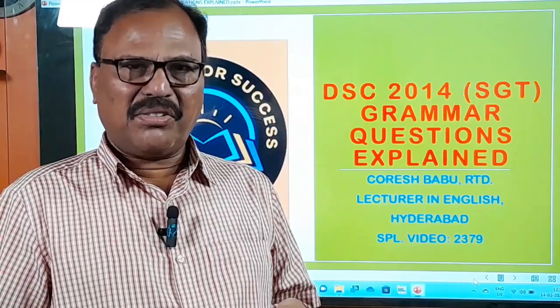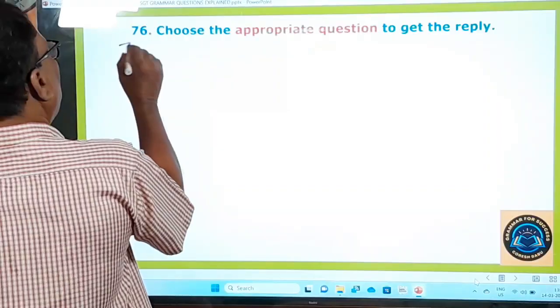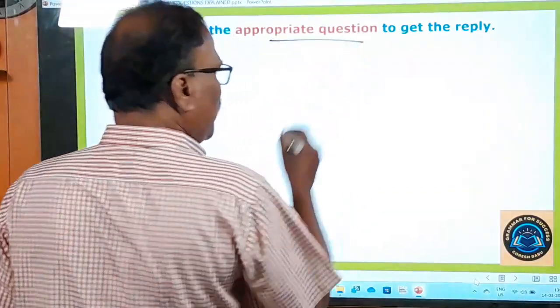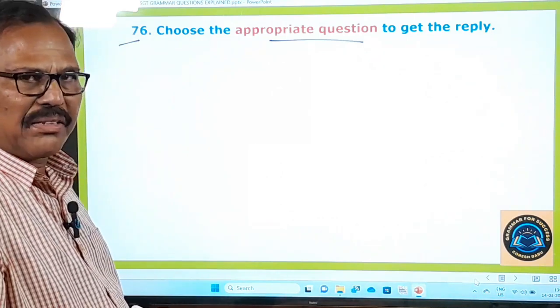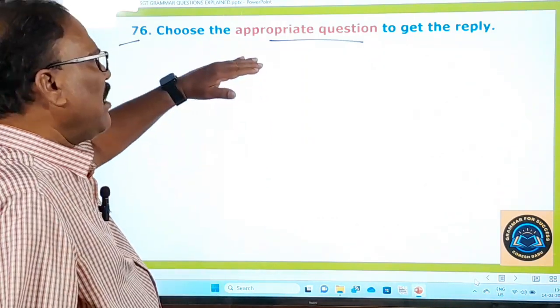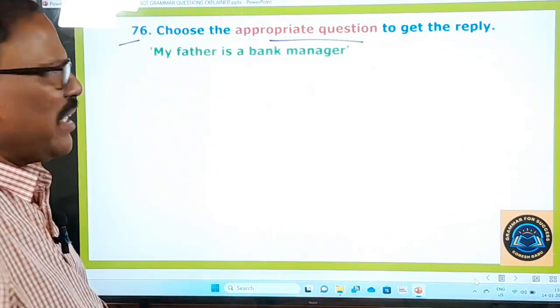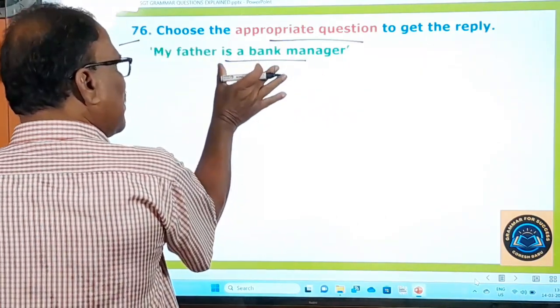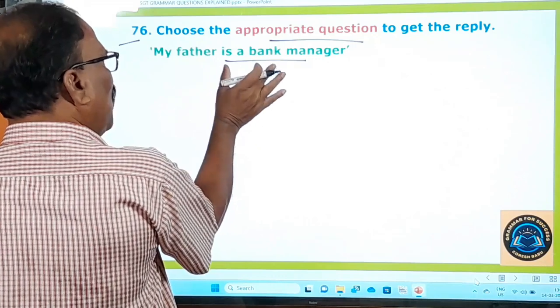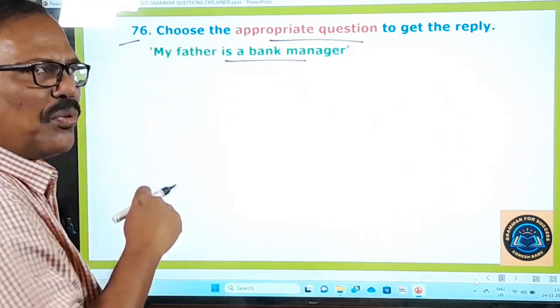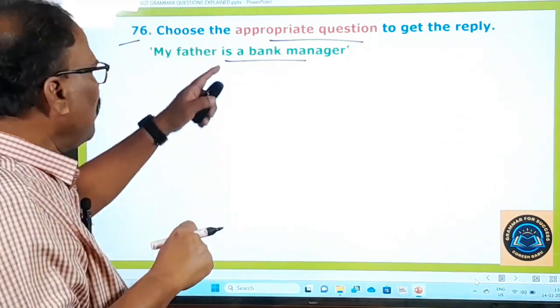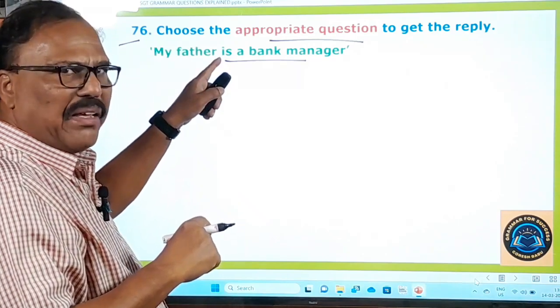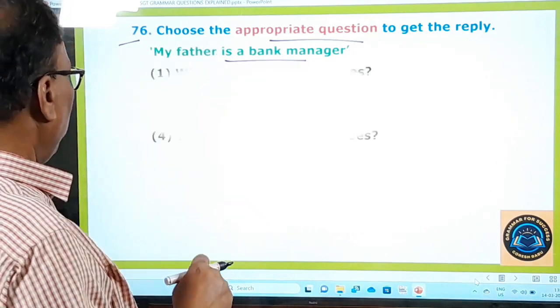Now let's get into the video. 76th question. Choose the appropriate question to get the reply. So what is the reply? Let us look at the options. The reply is: my father is a bank manager. What question do you have to pose in order to get this reply? Let us look at the options given here.